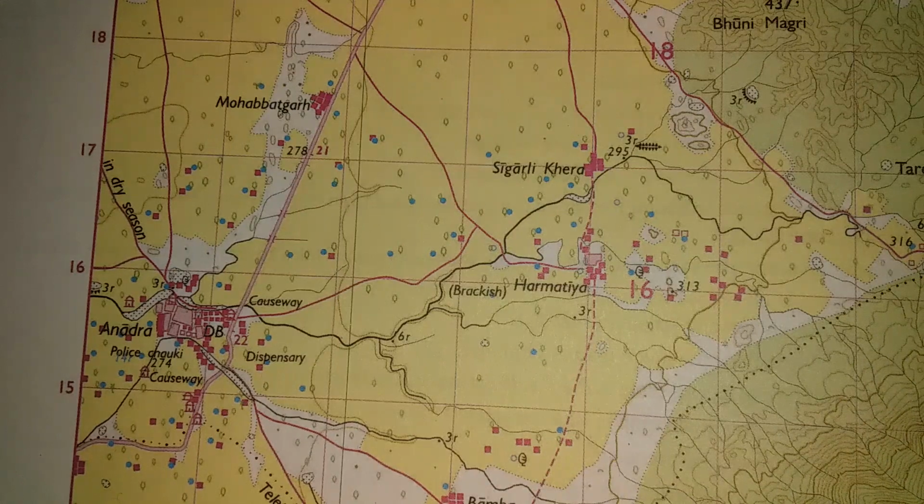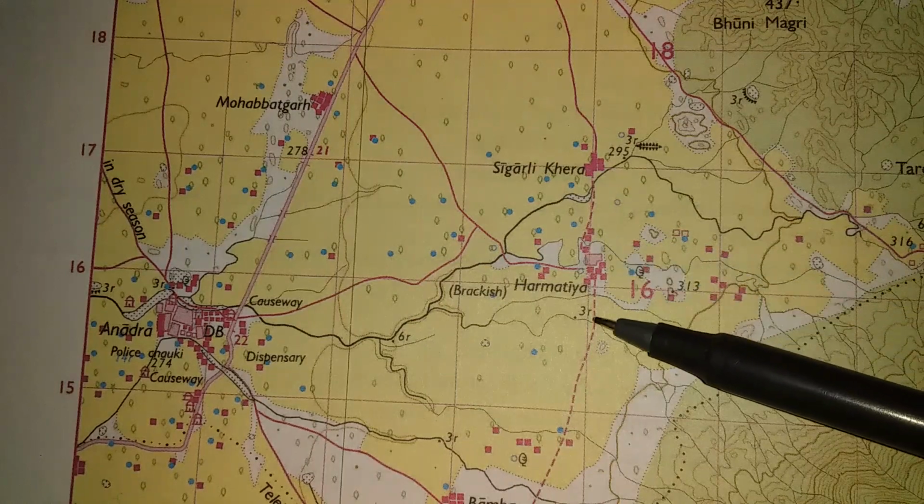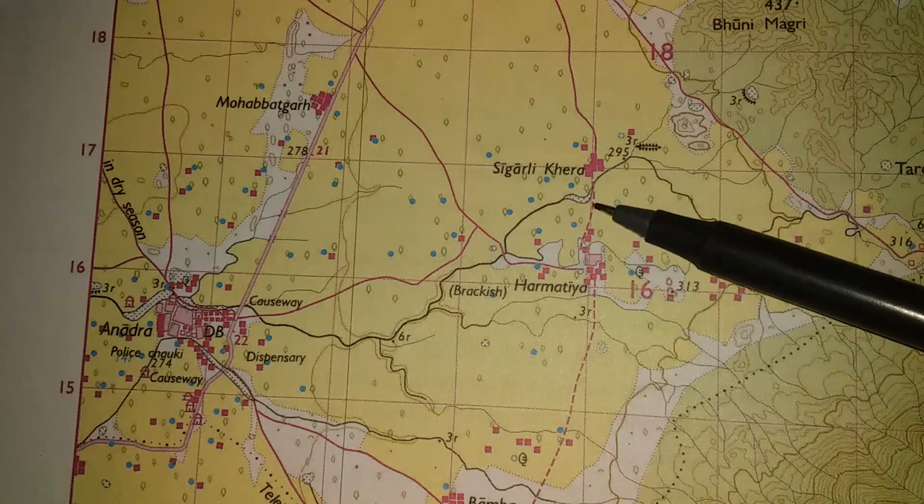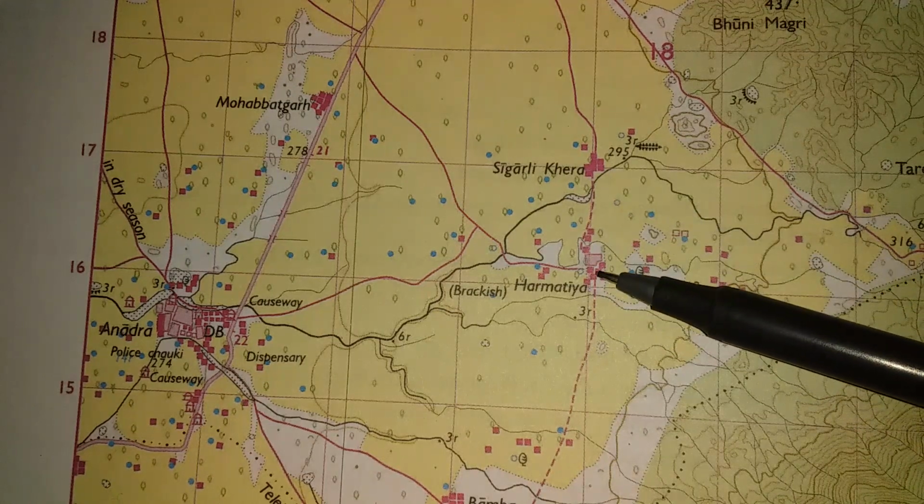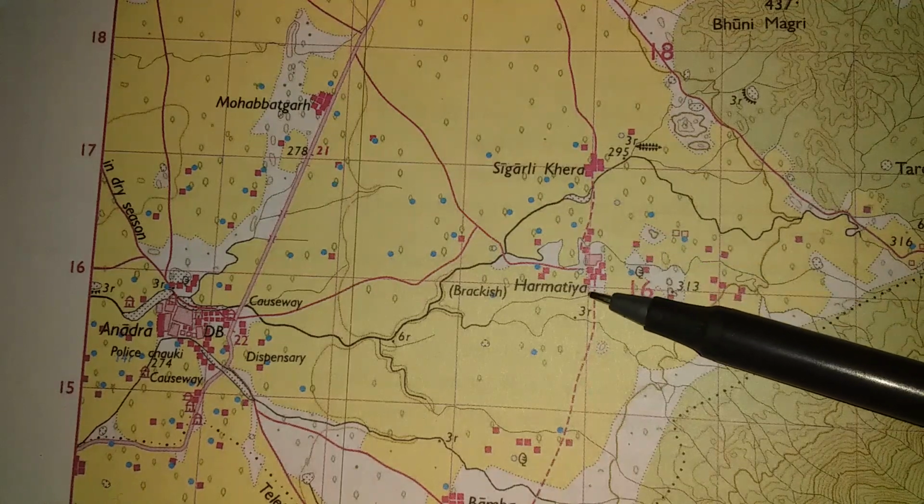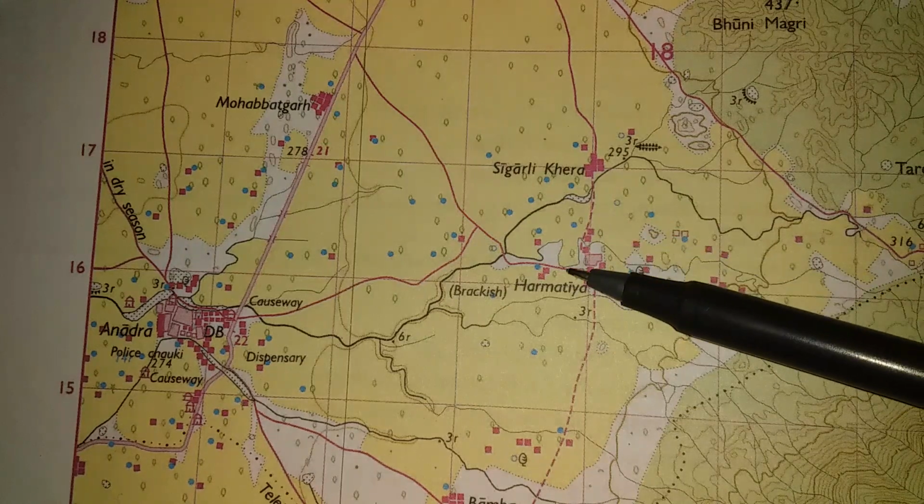Linear settlements are found stretched out in a line along roads, railway lines, or on the side of a river bank. For example, let us take the settlement of Harmatia. There is a pack track and the huts, they are stretched in a line. So the settlement of Harmatia is referred to as linear.